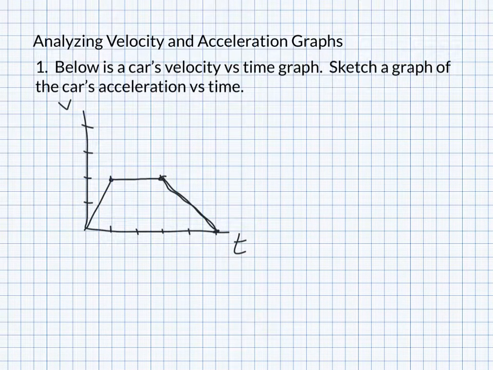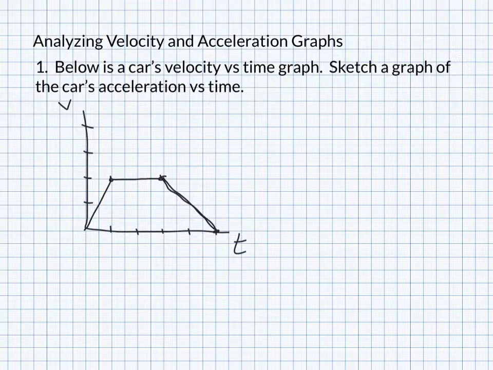Greetings, physicists. This video will be about how to analyze graphs of objects whose motion is constantly changing, so constant acceleration. So we'll start with this one. We've got a car. It's moving. We have the graph of its velocity versus time. You can see there are no numbers on the graph. And it says we want to sketch what its acceleration graph would look like.